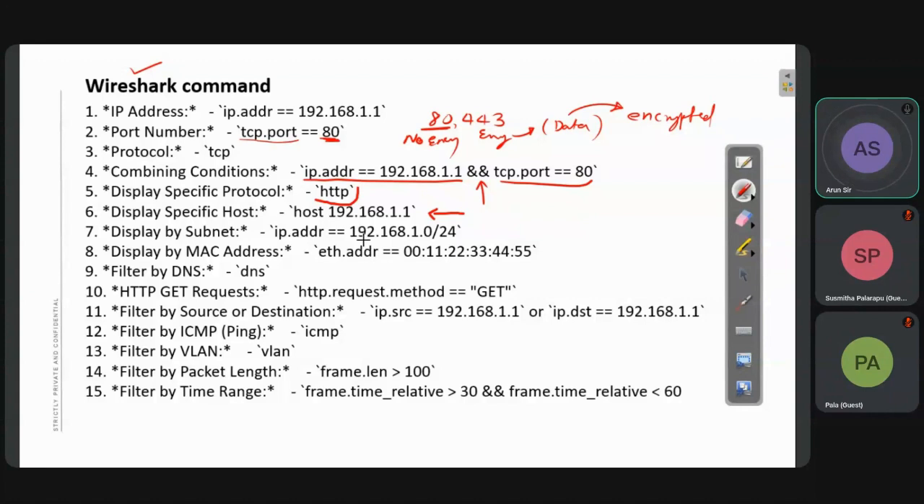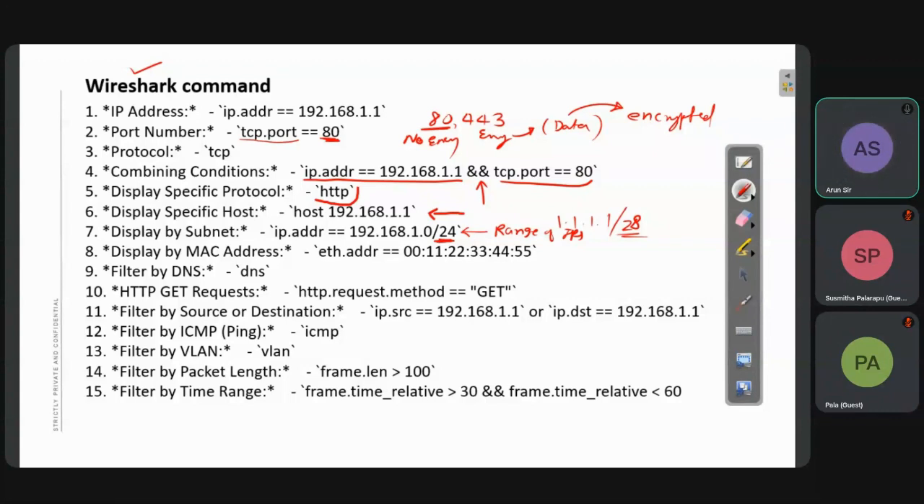Or we can also display by subnet. Whenever I say subnet, it is an IP address, let's say 1.1.1.1, and then a slash number, like 24, 25, 28, anything from 1 to 32. Whenever you have this kind of slash value, it represents a subnet. This will give you a certain range of IPs, and all the data packets of that range of IPs will be available in Wireshark. You can filter that out.